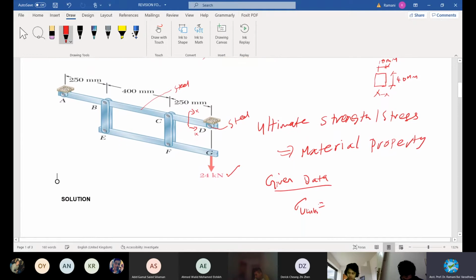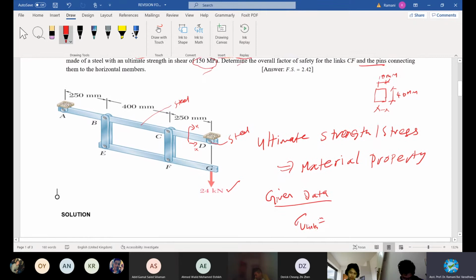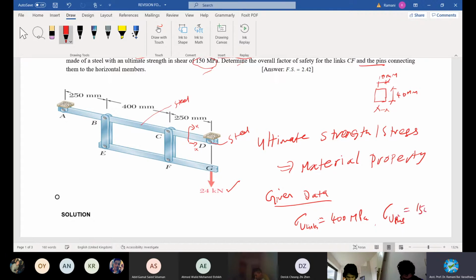Or I write link. Ultimate strength of the link is given as 400 megapascals. And then ultimate strength of the pins are given as 150 megapascals. Always read the data twice. Your question, your answer starts from there. You can directly take the answer from there, right?